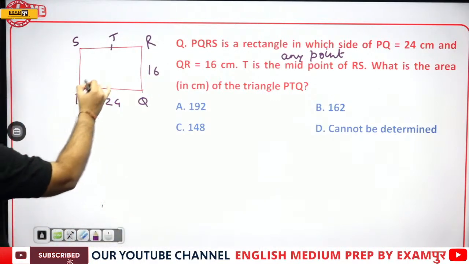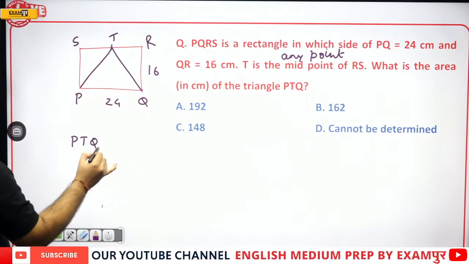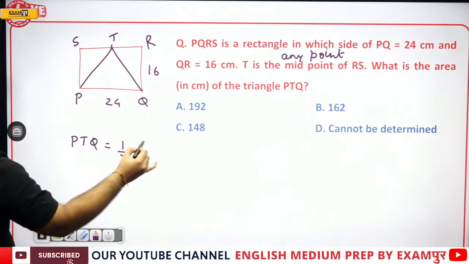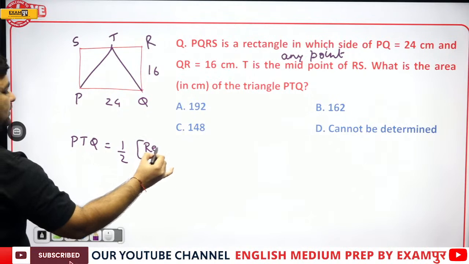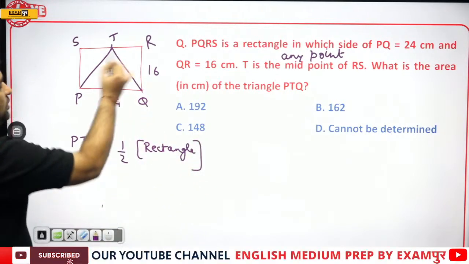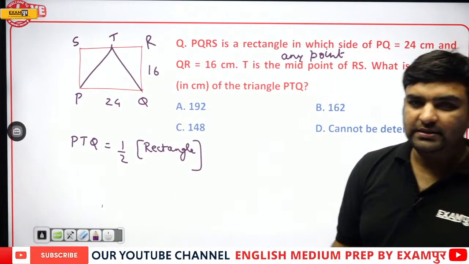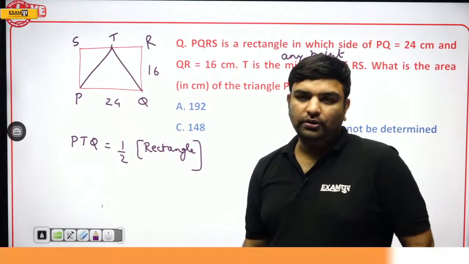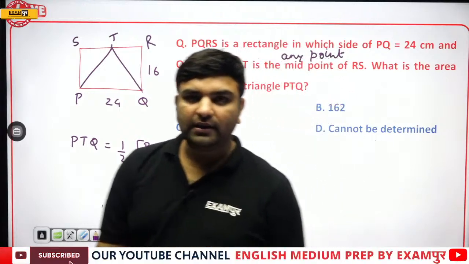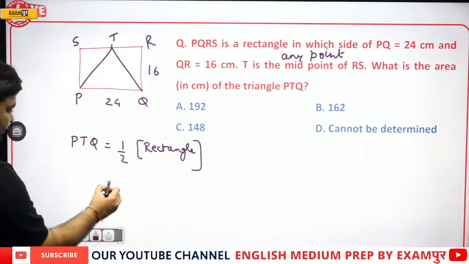Area of triangle PTQ is half of the area of the rectangle. T can be any point, guys, on the opposite side SR. In all the cases, the area of triangle PTQ is going to be half of the rectangle.